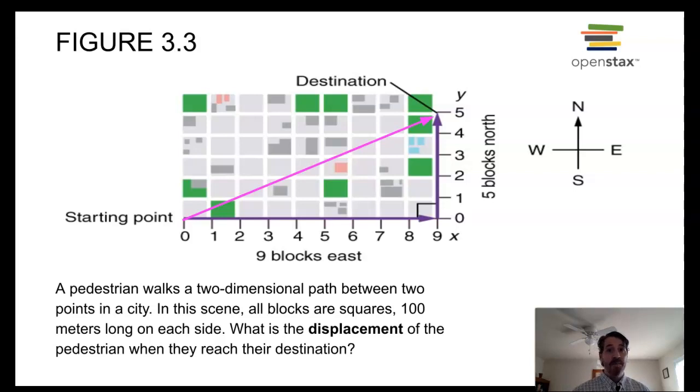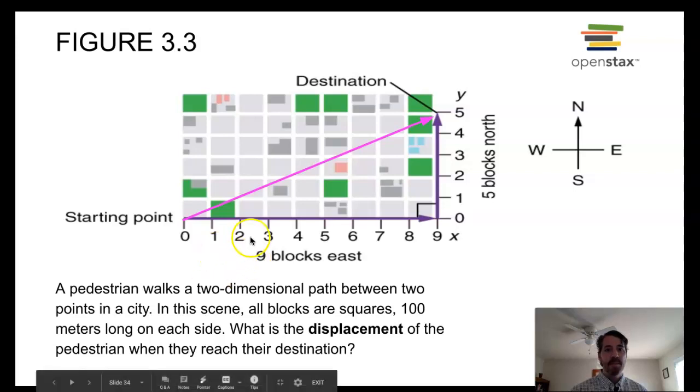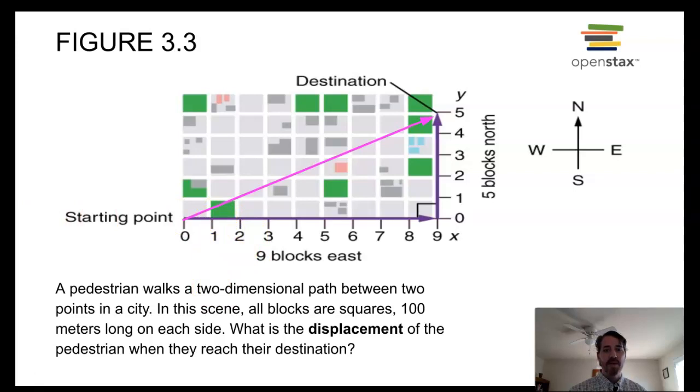But in what direction? It is a vector, so I need to know the exact direction. So I decided to find this angle right here at the starting point, which means I can use sine or cosine or tangent to relate the three sides of this triangle. I happen to like tangent theta, which is equal to opposite over adjacent. So tangent theta equals 500 meters over 900 meters, or 5 blocks over 9 blocks. I'll get the same answer either way. So inverse tangent of 500 meters over 900 meters equals 29 degrees per my calculator.